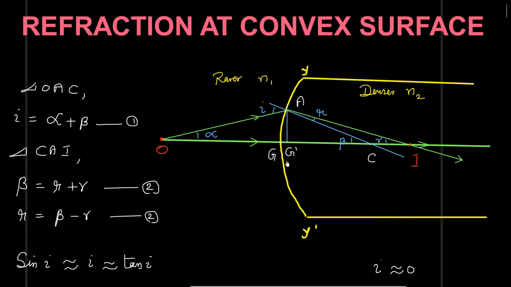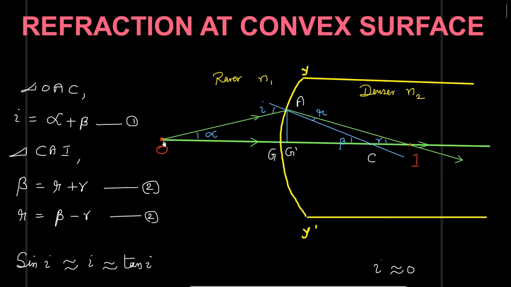Consider a convex surface XY'. Towards right of the curved surface it is denser medium, and towards left it is rarer medium. Let us consider an object O from where a ray of light passes parallel to the principal axis. Since the ray is incident normal to the surface, the ray passes without any deviation. No refraction takes place to the ray.